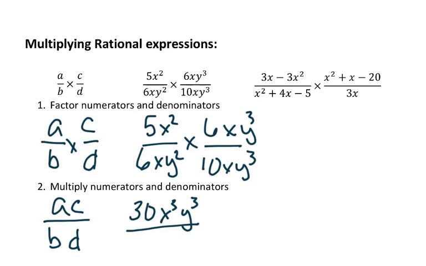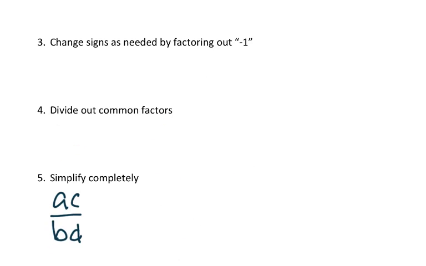Now for my denominator, I have 6 times 10, which is 60. I have x times x, which is x squared. And I have y squared times y to the third, which is y to the fifth. I'm going to change slides. So in this case, there's nothing I need to factor out for this -1. We'll see that in the next problem.